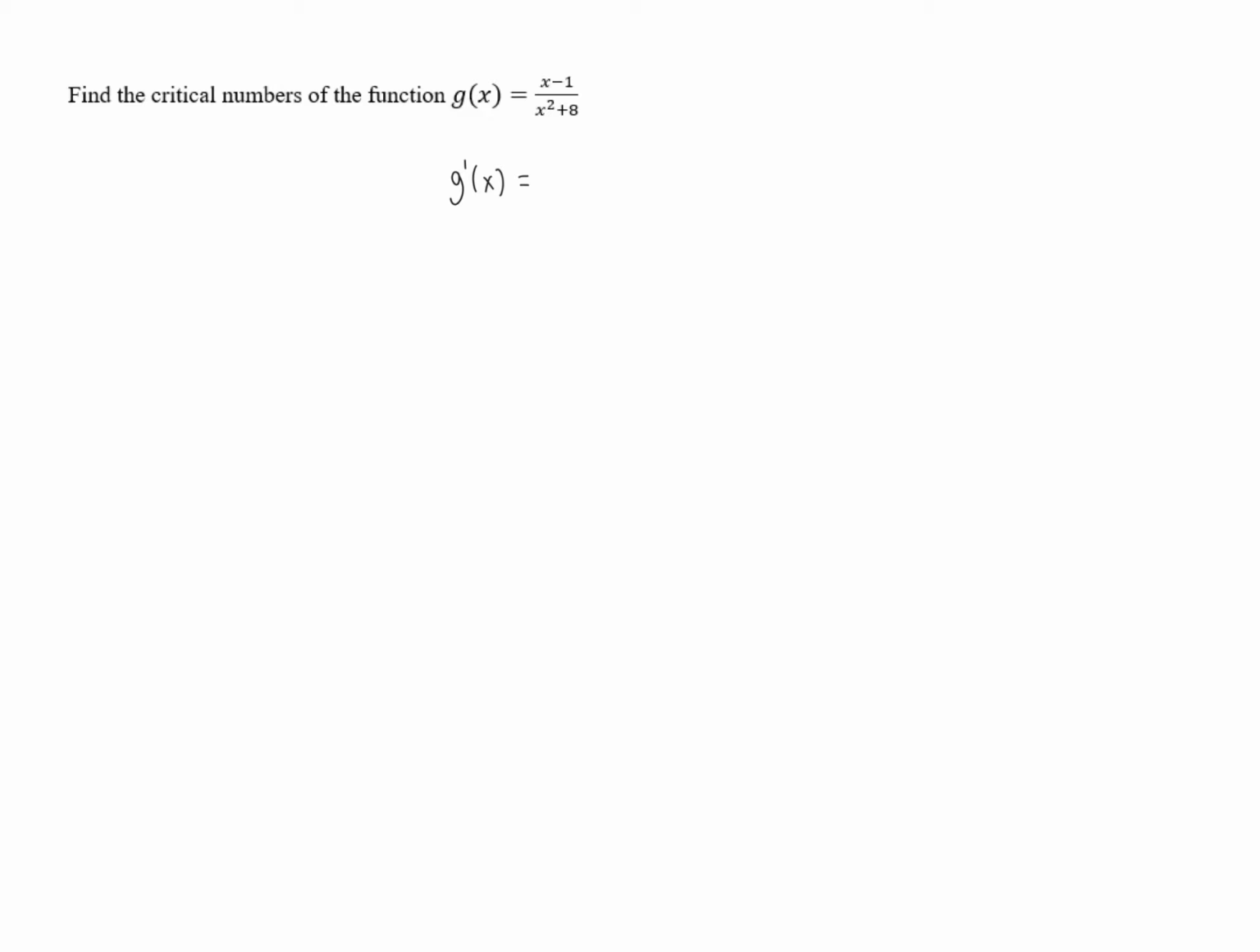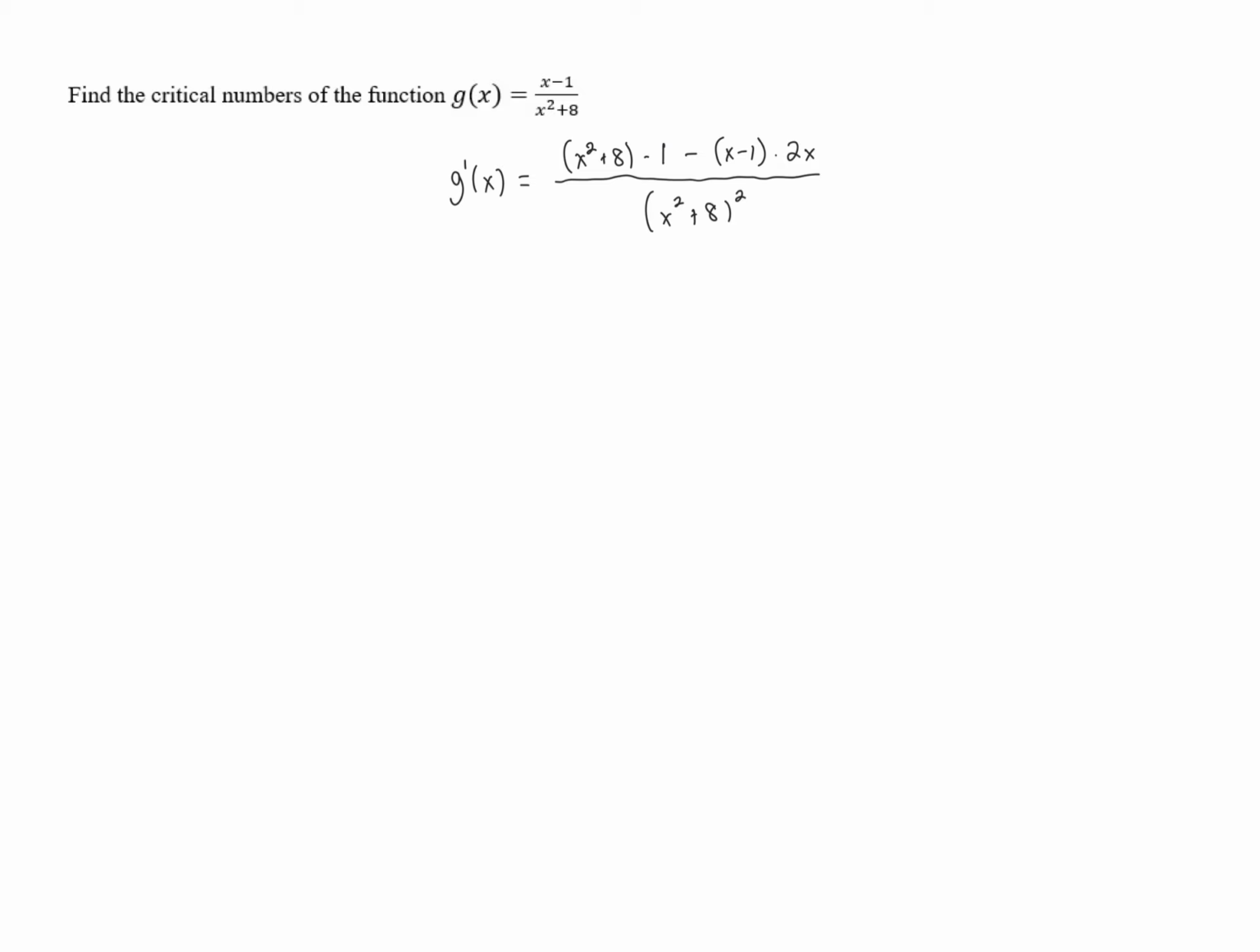This is a quotient, so we're going to need to use the quotient rule here. Remember the quotient rule, the quick way to remember that is low d high minus high d low. So it's the lower function times the derivative of the higher function. The derivative of x minus 1 is just 1. And then minus high, the higher function is x minus 1, times the derivative of the lower function. The derivative of that is 2x, all over the lower function squared.